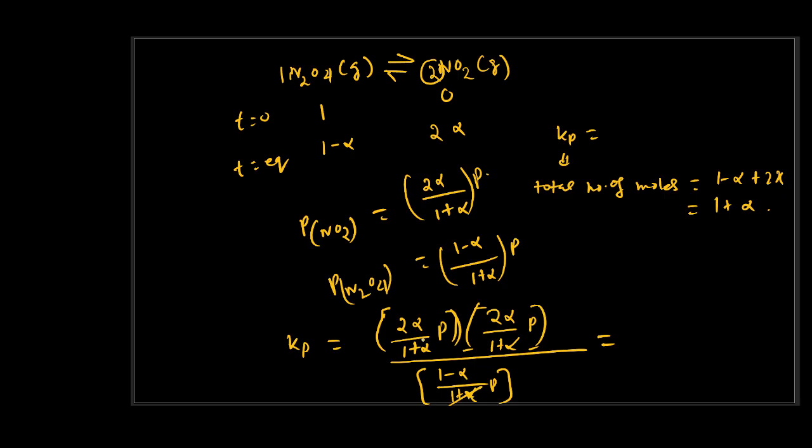So this 1 plus alpha cancels. So what is remaining? This p cancels. So remaining 2 alpha, then 2 alpha, 1 plus alpha. This is 2 alpha, and below side denominator 1 minus alpha, and this p is cancelled. So these things have remained.